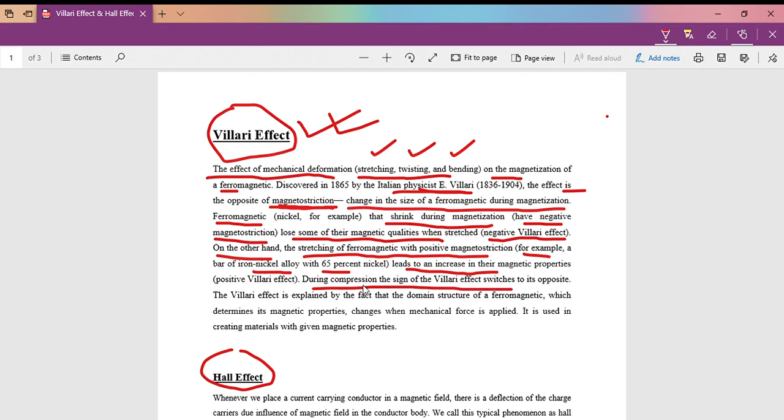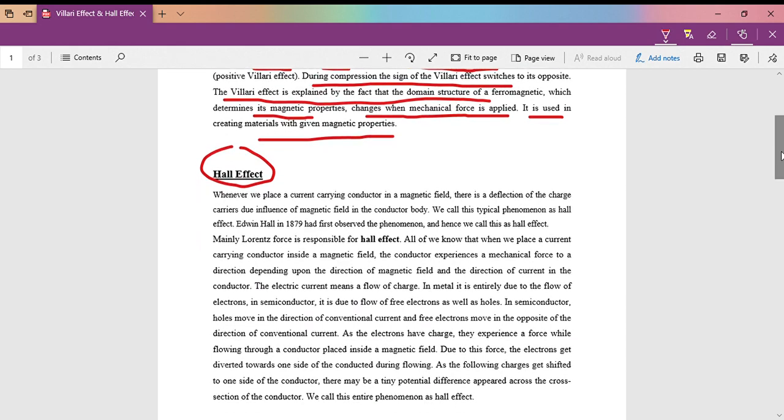It is for the compression, and the Villari effect is explained by the fact that the domain structure of the ferromagnetic material, which determines its properties, changes when mechanical force is applied. So this is the basic thing about the Villari effect. It is used in creating materials with given magnetic properties. That is the application. So in short, this is the basics of the Villari effect. Next, we are going to start another very important phenomenon in the domain of physics, which is important for your syllabus also, and which is the Hall effect.